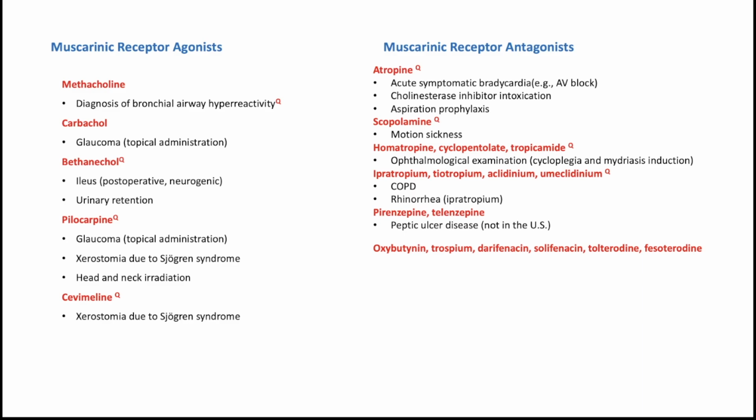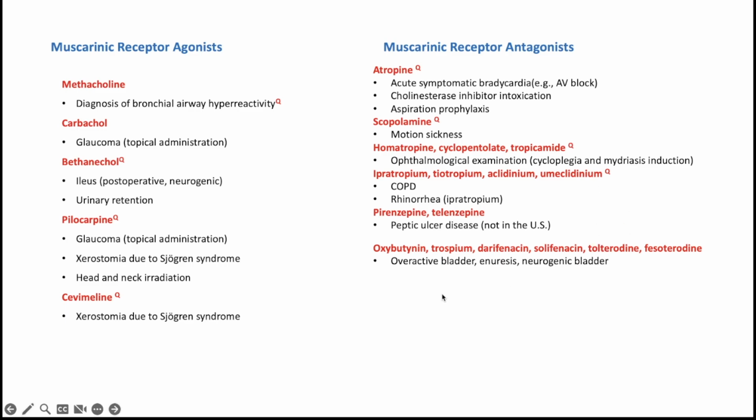That is the soft bladder. You can remember it as soft bladder. S stands for solifenacin, O stands for oxybutynin, F stands for fesoterodine, T stands for trospium, and in soft bladder, D stands for darifenacin. So they are useful in the case of overactive bladder.